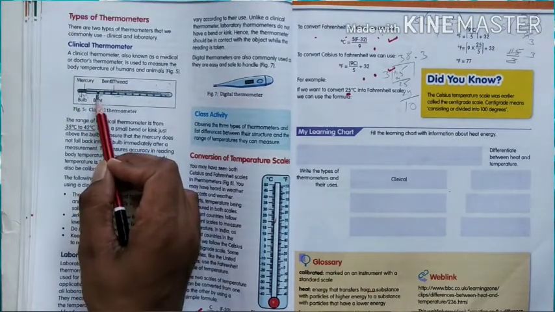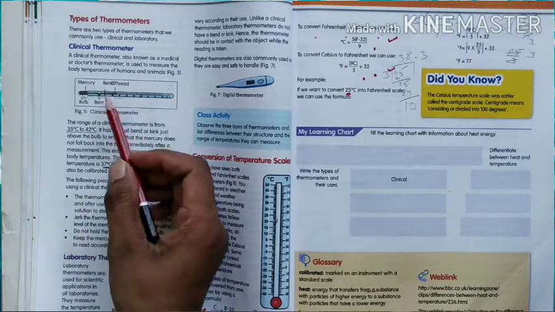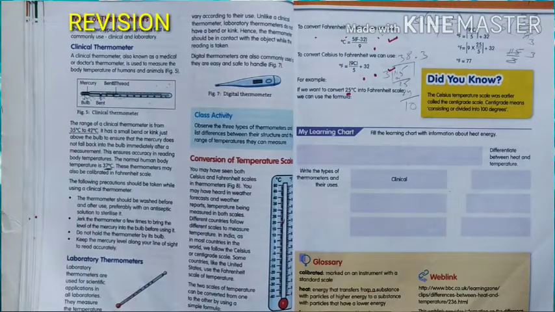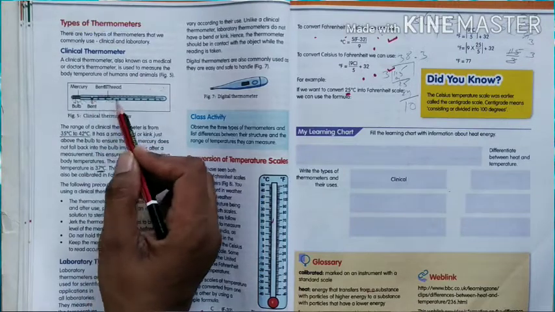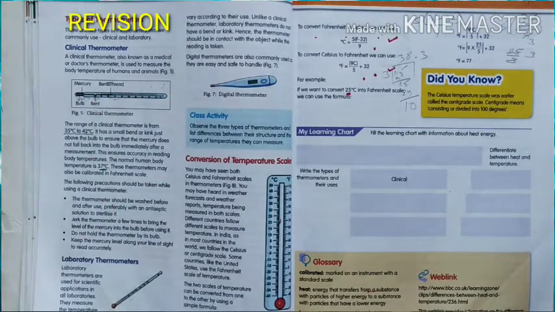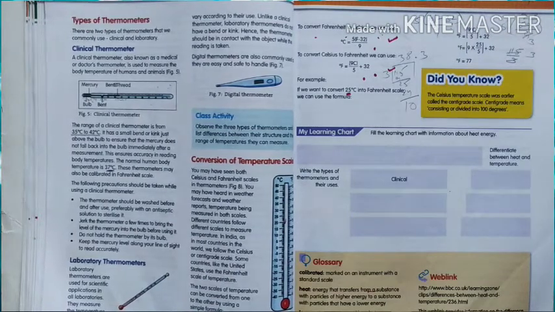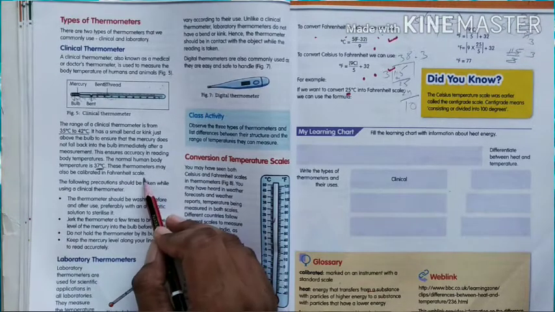This is the kink. When the mercury starts expanding, and you remove the thermometer from your mouth after noting your temperature, the kink stops the mercury here and does not let it come down. Clear? So you can easily observe your temperature. The normal human body temperature is 37 degrees Celsius, and these thermometers may also be calibrated in the Fahrenheit scale.